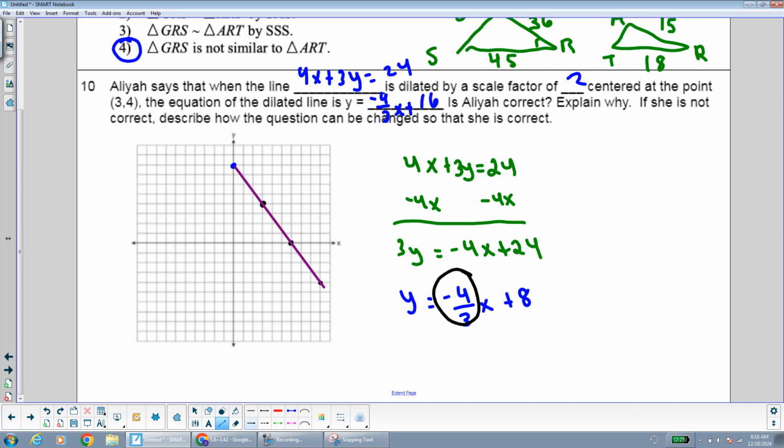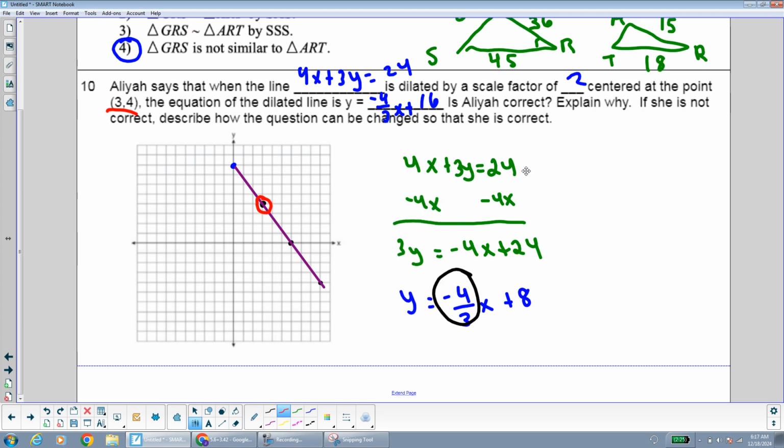And we're dilating by a scale factor of 2, centered at the point (3, 4). Here's the center. Notice that the center is on the line. So when the center of dilation is actually on the line, remember all the points are going to shift along the same line. So it's going to result in the same line as we started with. So Aaliyah is not correct. The equation of this line after the dilation is still going to be y equals negative 4 over 3x plus 8.